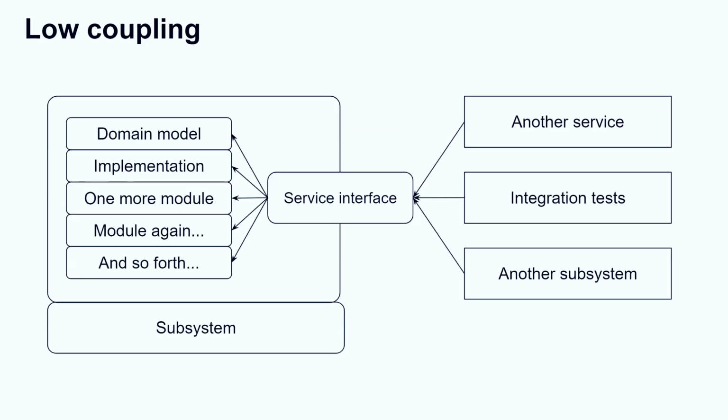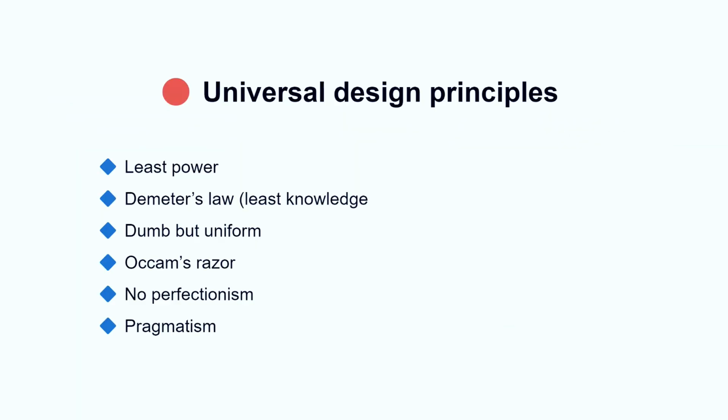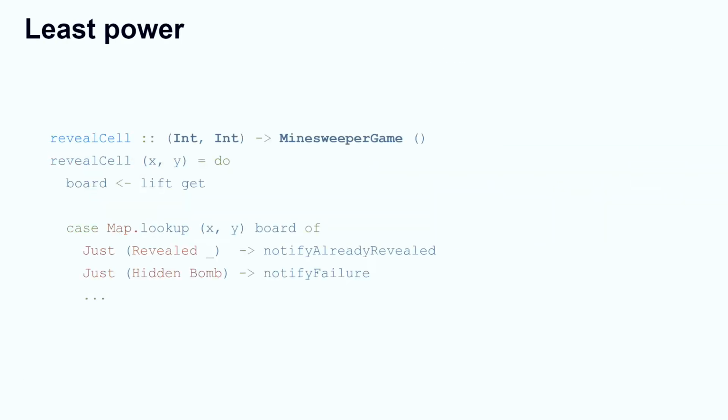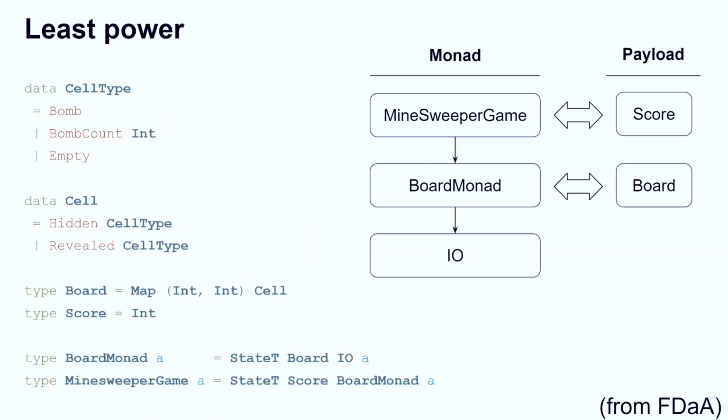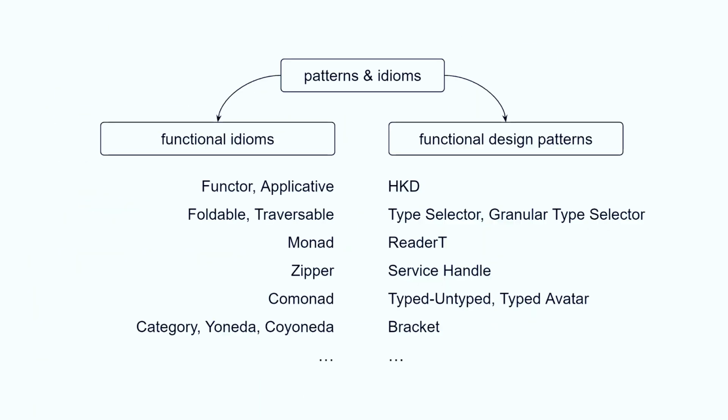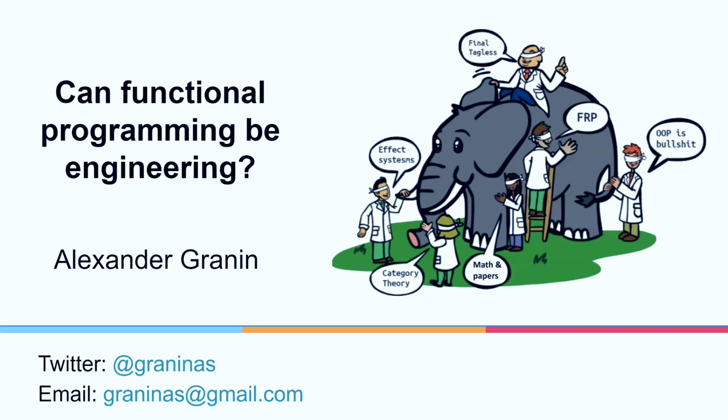Low coupling, high cohesion, all those principles can be finally applicable to functional programming. There are universal design principles like least power, the Demeter's law, dumb but uniform, Occam's razor, no perfectionism, and certainly pragmatism. Let me skip those slides. All right, that's probably it. So we can and need to do it the engineering way. That's my point.